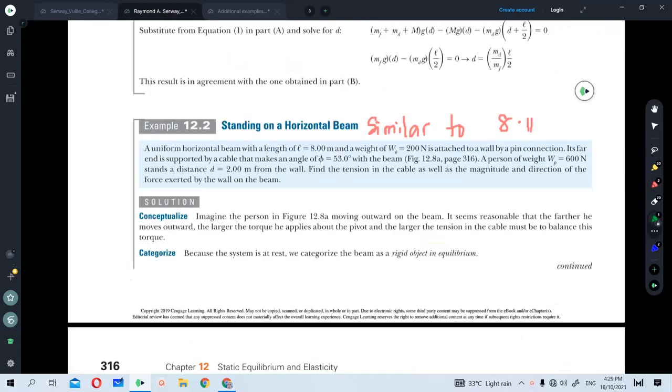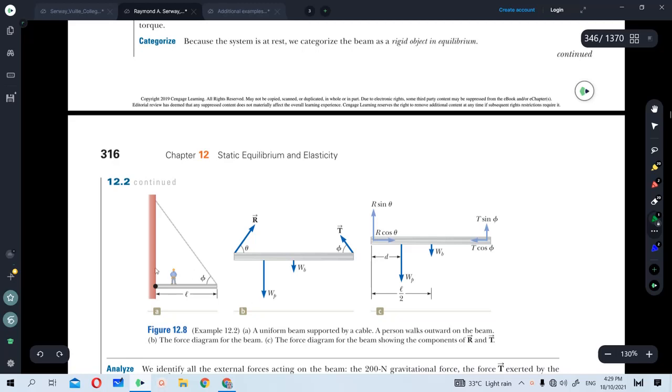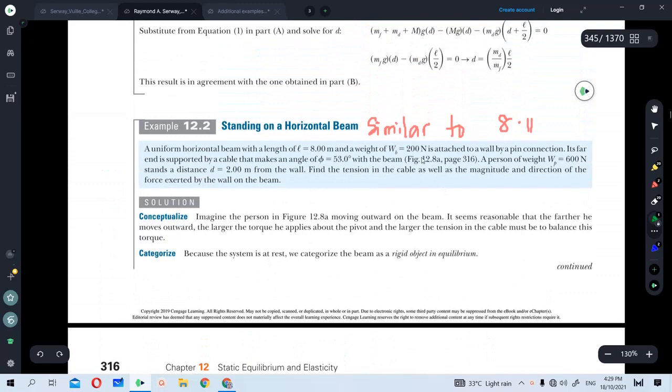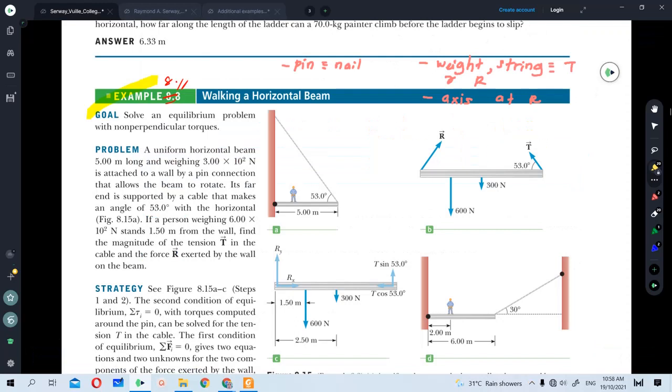Now our next example is 12.2, which is standing on a horizontal beam where you will need to analyze the forces acted on the beam. However, it's quite similar to example 8.11 and therefore we are going to go straight away to example 8.11 to discuss further. Now let us turn to example 8.11. The title is walking on a horizontal beam. What is a beam? Here it is.